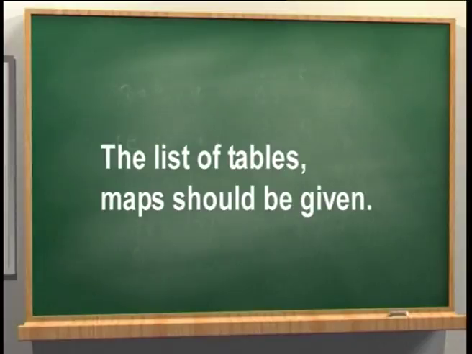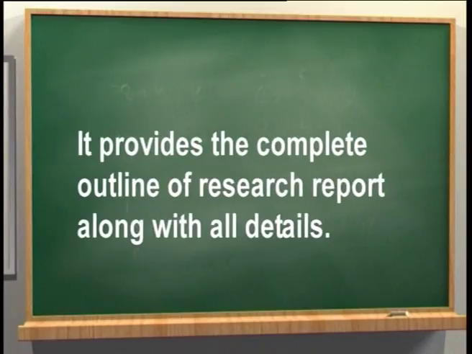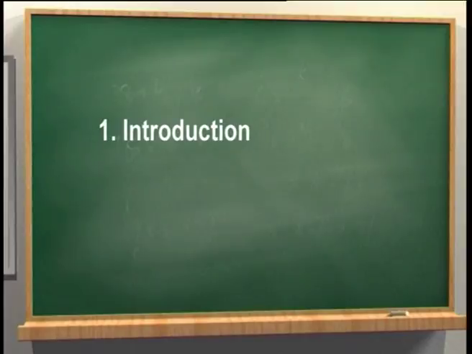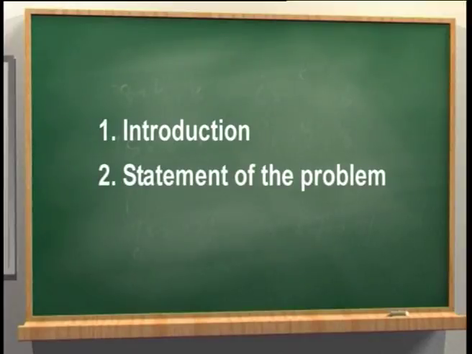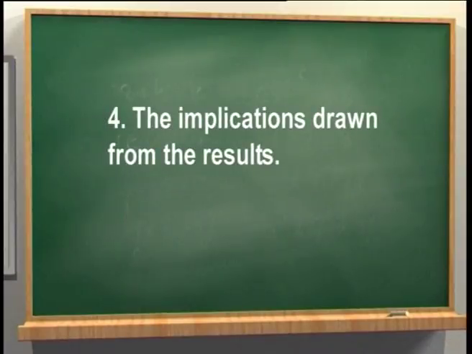should be given. Main text. It provides the complete outline of the research report along with all details. The title page is reported in the main text. Details of the text are given continuously as divided in different chapters: introduction, statement of the problem, the analysis of data, the implications drawn from the results, the summary.